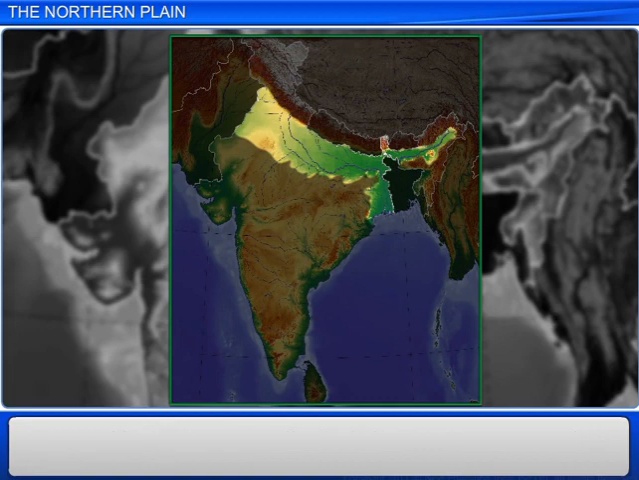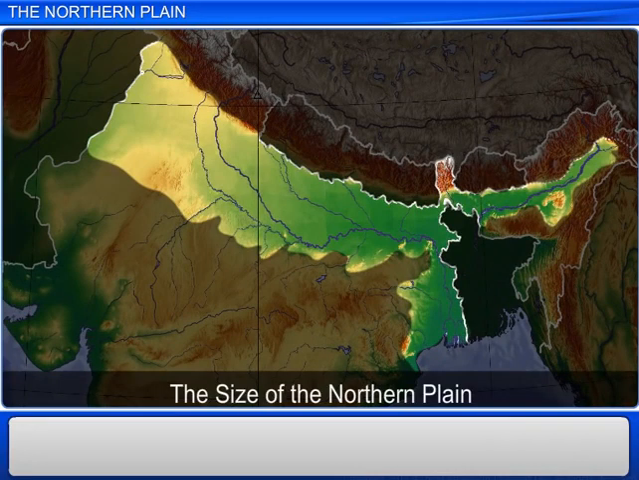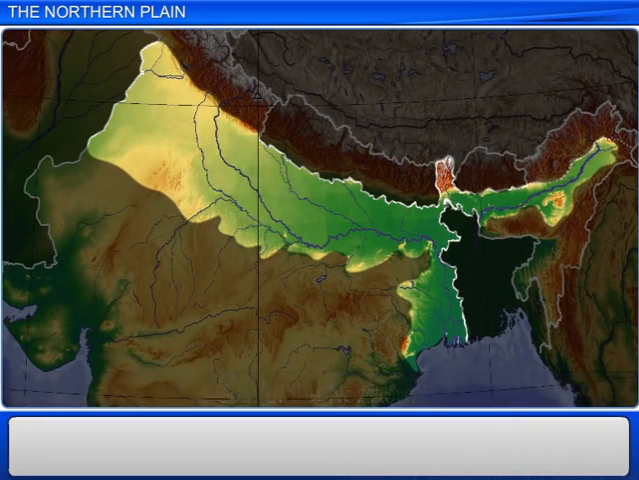The plain spans the area of a small country. Can you estimate the area of the plain? The area of the plain is about 7 lakh square kilometers.